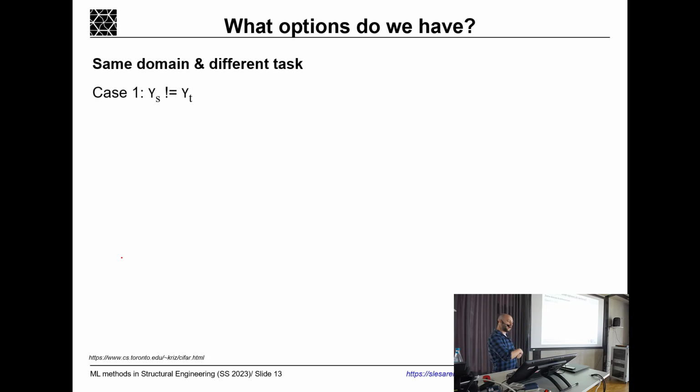Let's say that, remember, the task consists of the probability and the label set. So in one case, we have the same domain originally, the same images, but a different task, and for this task we assume that our label space is different. Can you give me an example for this particular situation? Come again?